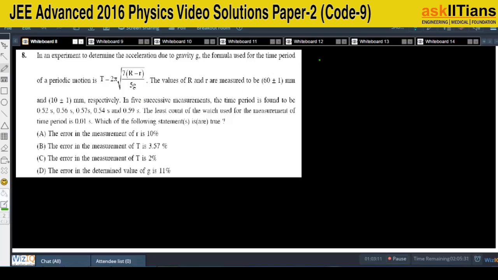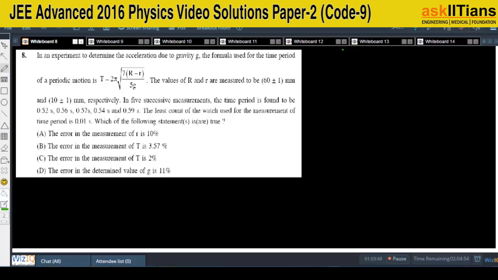Question 8. In an experiment to determine the acceleration due to gravity g, the formula used for the time period of a periodic motion is T equal to 2 pi under root of 7(R minus r) upon 5g. The values of R and r are measured to be 60 plus minus 1 millimeter and 10 plus minus 1 millimeter respectively. In 5 successive measurements, the time period is found to be 0.52 seconds, 0.56, 0.57, 0.54 and 0.59 second. The least count of the watch used for the measurement of time period is 0.01 second.